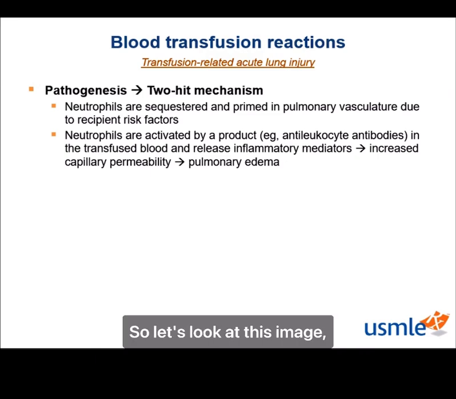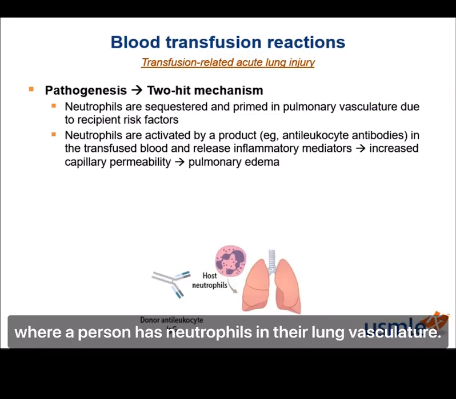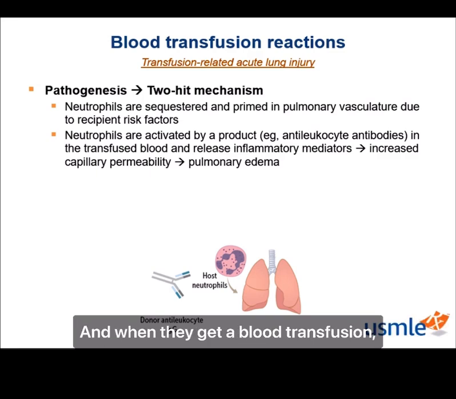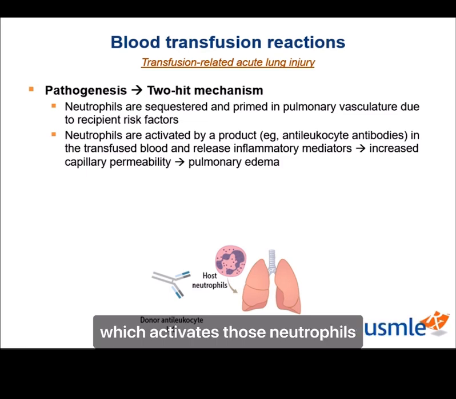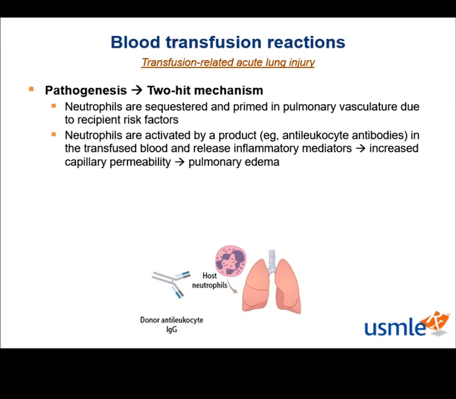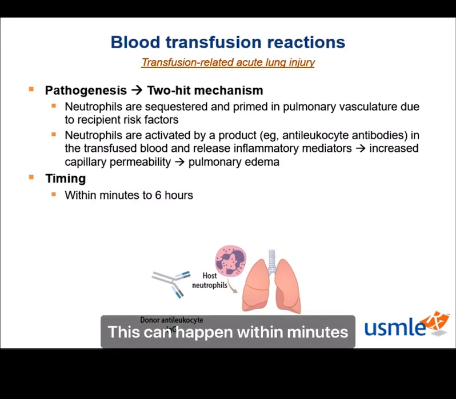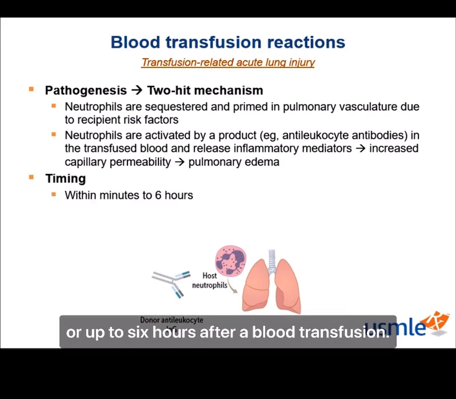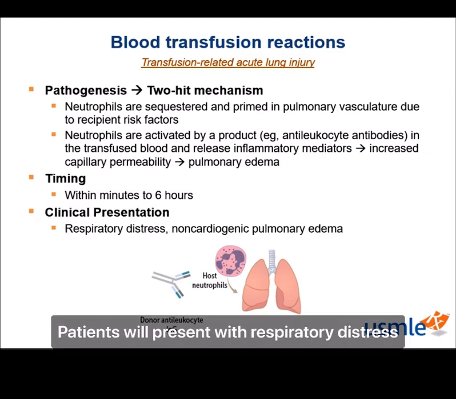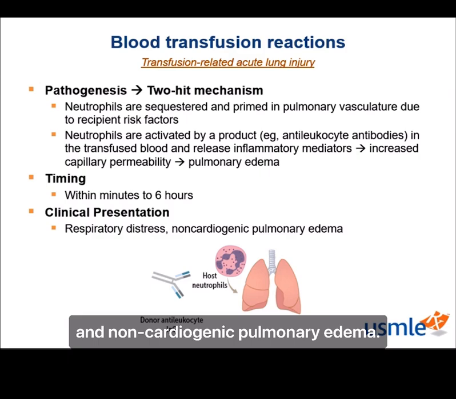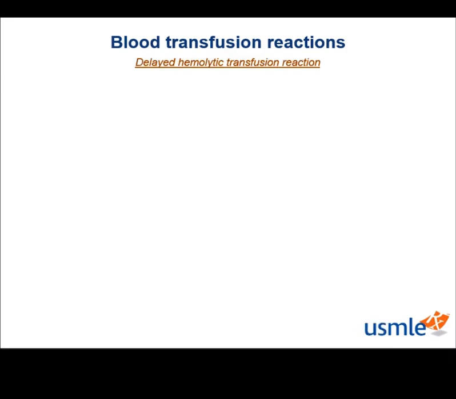So let's look at this image, where a person has neutrophils in their lung vasculature. And when they get a blood transfusion, donor blood has IgG antibodies against leukocytes, which activates those neutrophils and leads to acute lung injury. This can happen within minutes or up to 6 hours after a blood transfusion. Patients will present with respiratory distress and non-cardiogenic pulmonary edema.